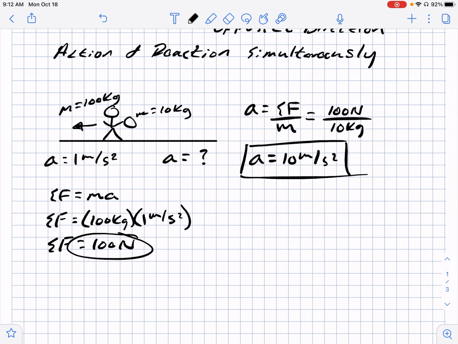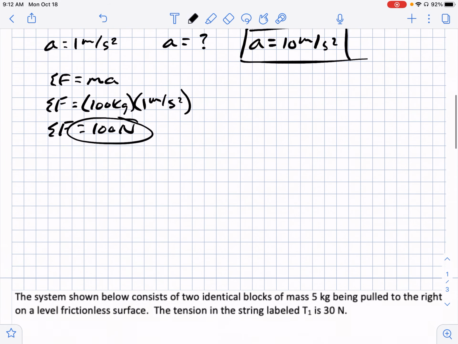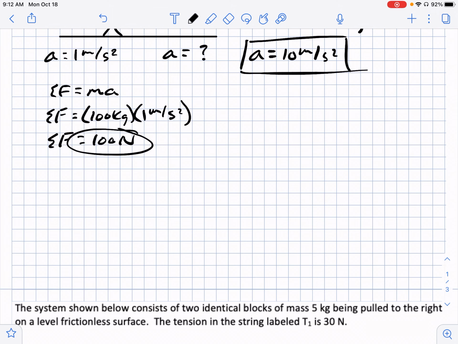Now, another thing that we're going to start looking at is what we call a system of objects. So up to this point, everything that we've seen, we've been analyzing one individual object. And so now what we're going to start seeing is a system of objects. And all a system is, it's a collection of objects. So you've got two or more objects that are within a system.